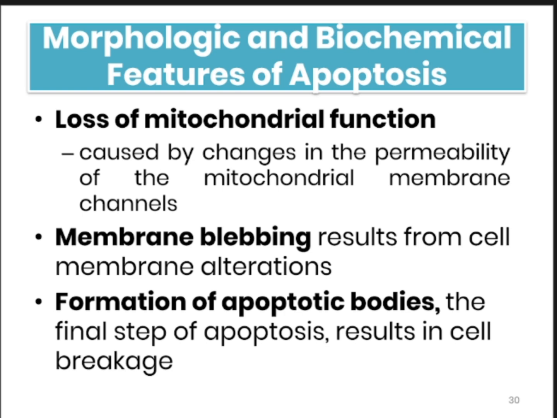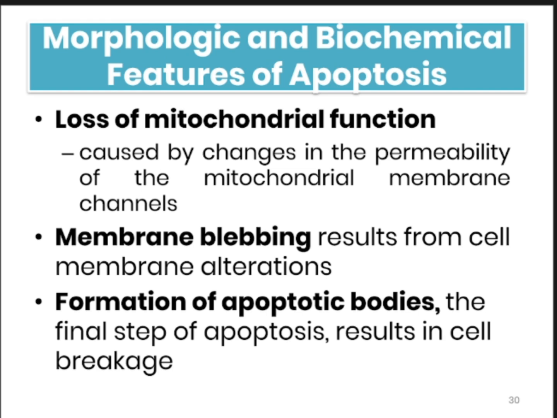So what would be the alterations? There will be membrane blebbing, for example. The alterations in the cell membrane will lead to membrane blebbing. And when we talk about membrane blebbing, this is characterized by the formation of bulges or protrusions on the cell surface.